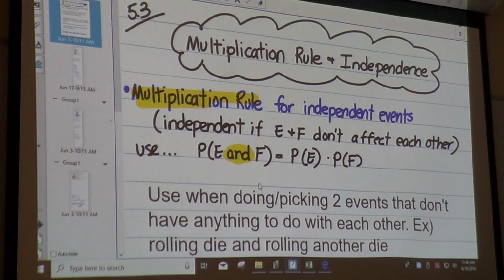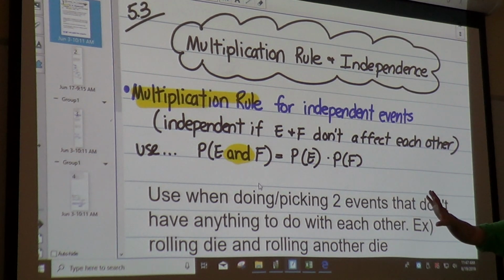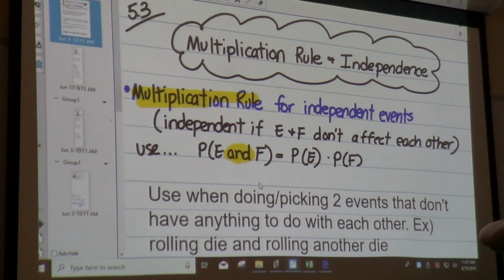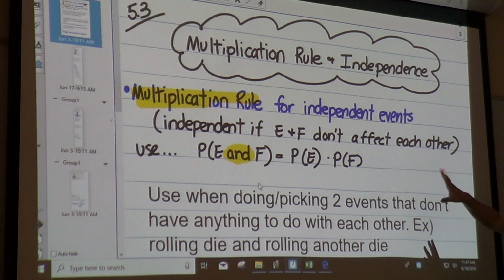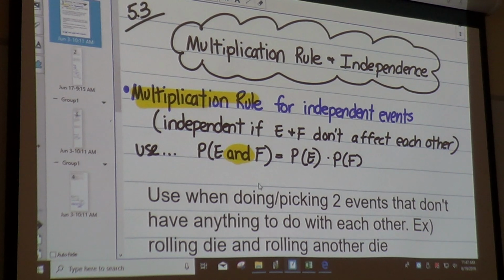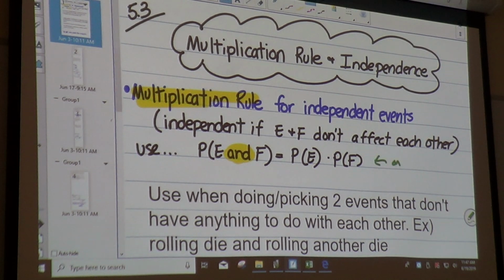The multiplication rule is when you do 2 different things. So like if I roll a die and then I roll another die. So if I'm doing 2 different things, I'm going to use the multiplication rule. It's for independent events. Remember, independent events have nothing to do with anybody else. They don't overlap. So multiplication rules for independent events. It's independent if they don't affect each other. And then this is the rule. P, the probability of E and F is the probability that E happens times the probability that F happens. And that rule is on your formula sheet. Probability of E times the probability of F.